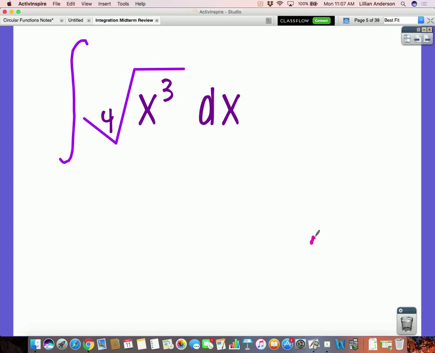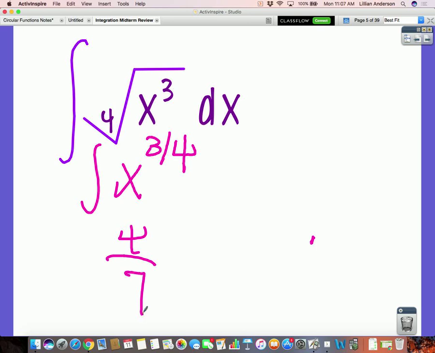Yes. You guys converted this to a rational exponent, and then you took the antiderivative of that, which gave you 4 over 7 x to the 7/4 plus C. Good. Clear your boards.